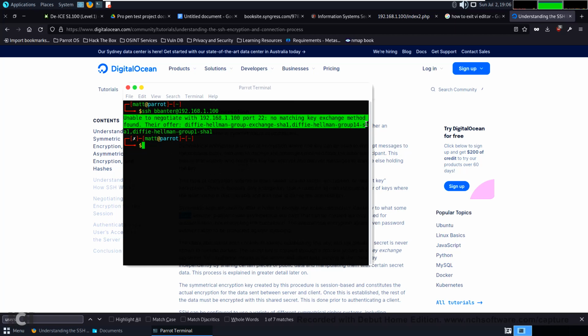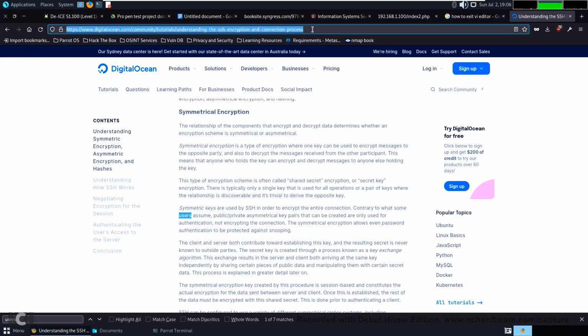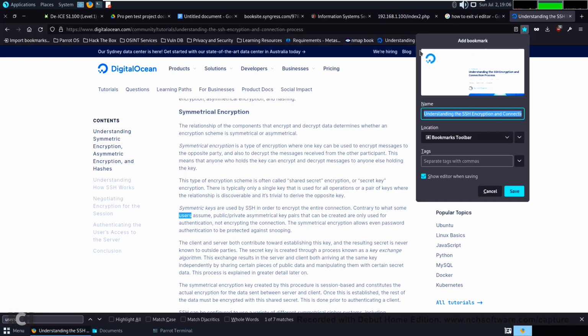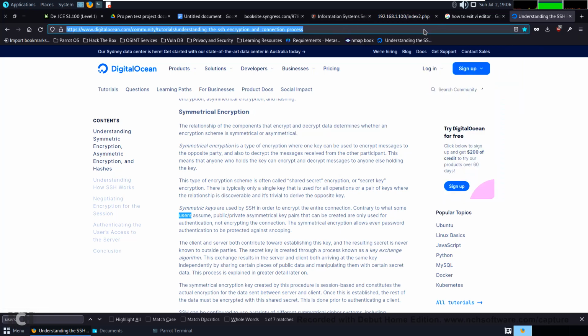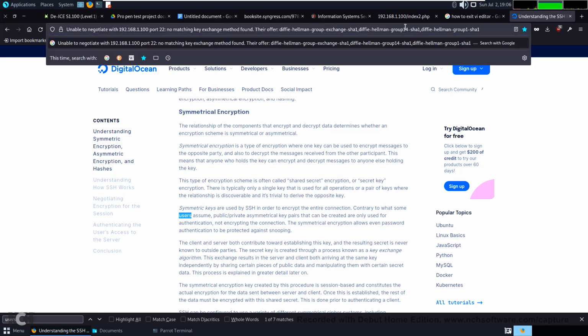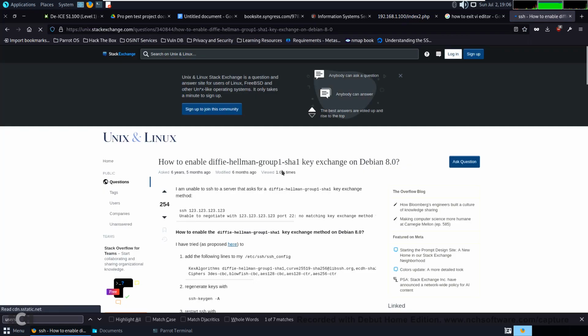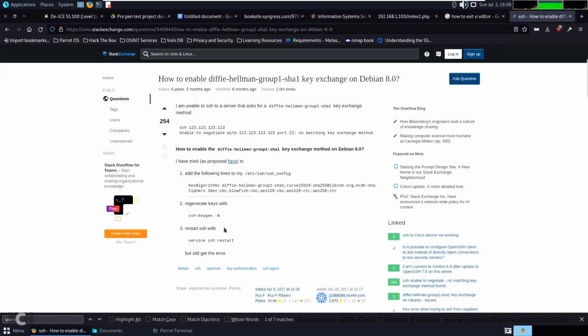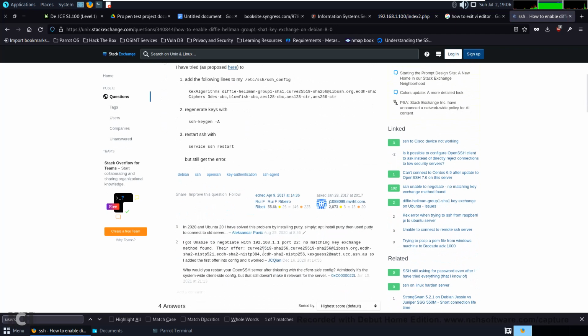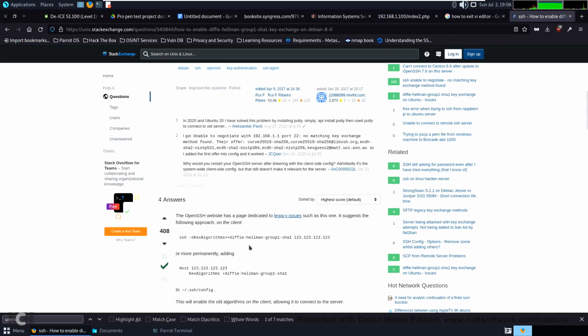And I don't remember it, so I'm just going to Google it like this. Copy. In fact, I'm going to bookmark that page because that's very good information. Okay. Let's see how to enable, let's see, Stack Exchange. Let's do this. Okay. No. No. No, unable to. No. This looks promising. This looks familiar.